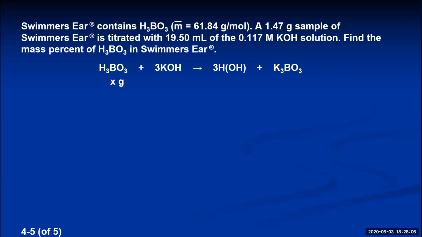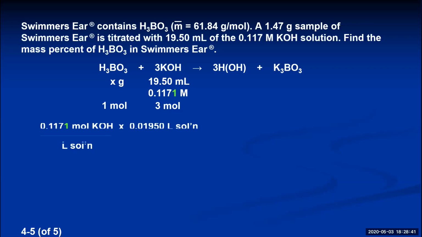What you're given is information about the potassium hydroxide. 19.50 milliliters was used, and the molarity was 0.117, and if I use a guard digit from the previous problem, 0.1171. The mole ratio in this balanced equation is a 1 mole to 3 mole ratio. So the first step in the calculation is to convert given information into moles. In our last problem, we were given the mass of citric acid. You convert mass into moles by using molar mass. In this problem, we're given solution data, molarity and volume of the KOH. If you know molarity and volume, you multiply them together because that gives you moles. The molarity is 0.1171 moles of KOH per liter of solution, and we used 0.01950 liters of solution. The liters cancel out. You now have moles of KOH. That's always your first step.